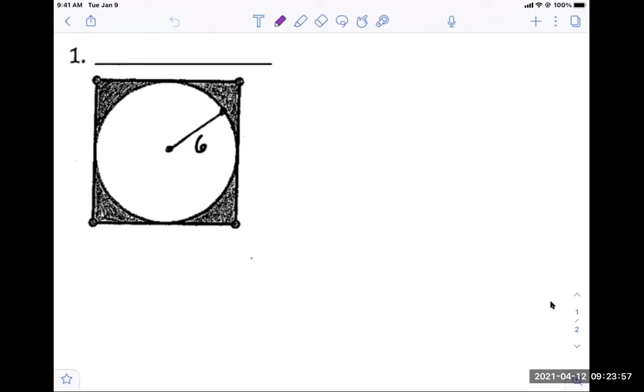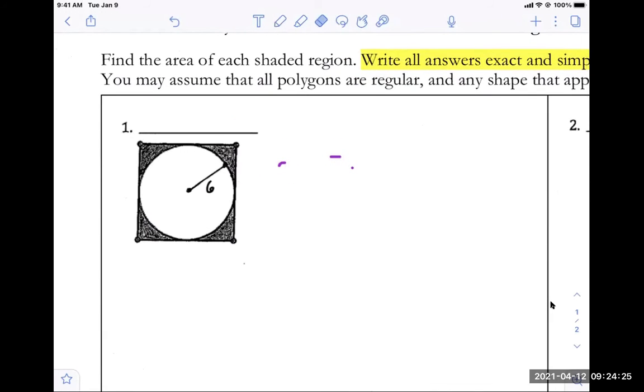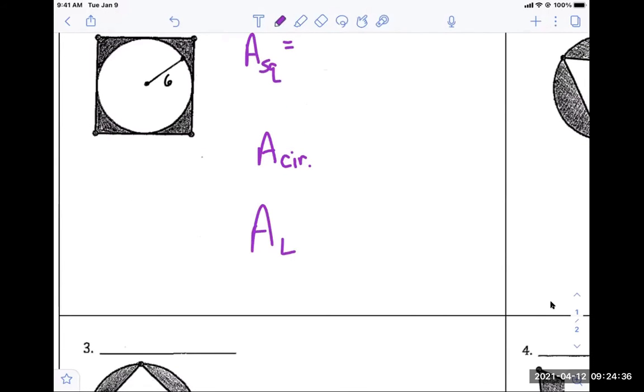First you'd find the area of the circle, or you could do it in either order. Once you have the area of the circle, you could get the area of the square or rectangle, and then you subtract the area of the circle from the area of the rectangle. Because on this one I said that you can assume that all polygons are regular, that is actually a square. When you're doing these areas, I would really like you to specify what you're doing when you're doing it. Area of a square equals, area of a circle equals.